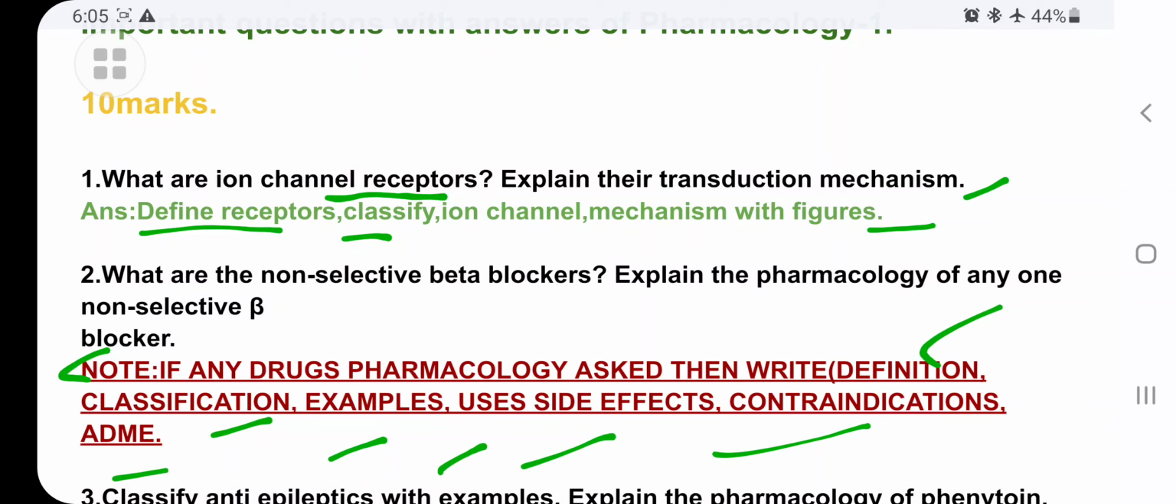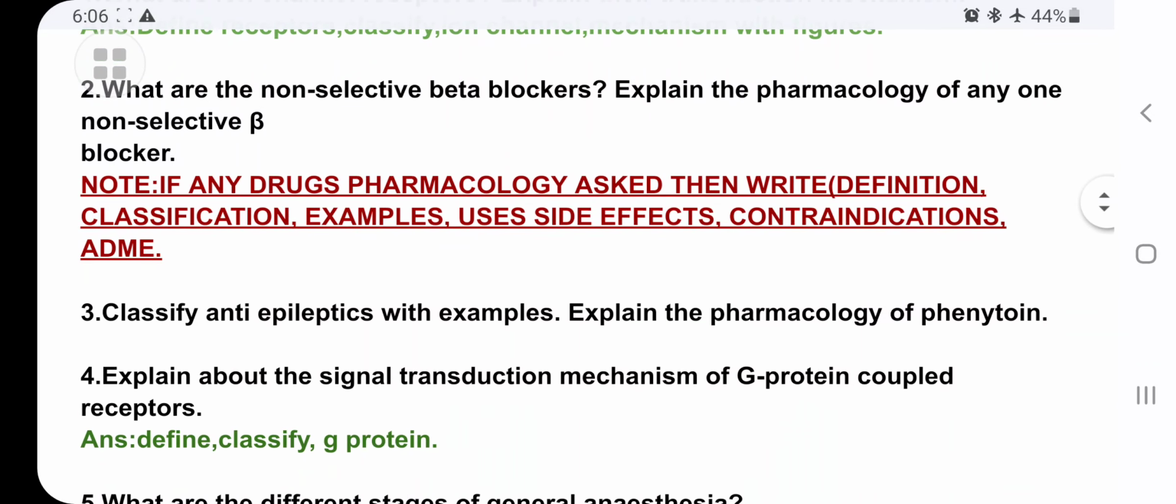ADME is absorption, distribution, metabolism and excretion. Absorption: where does the maximum drug get absorbed? In the stomach and in the small intestine. Distribution is throughout the body, through systemic circulation. Metabolism: mainly the drug is metabolized in the liver, sometimes in the kidney also, but the liver is the main one, a very important factor. And excretion or elimination is from the kidneys in the form of urine, or in the form of fecal matter. This you have to remember for any pharmacology.